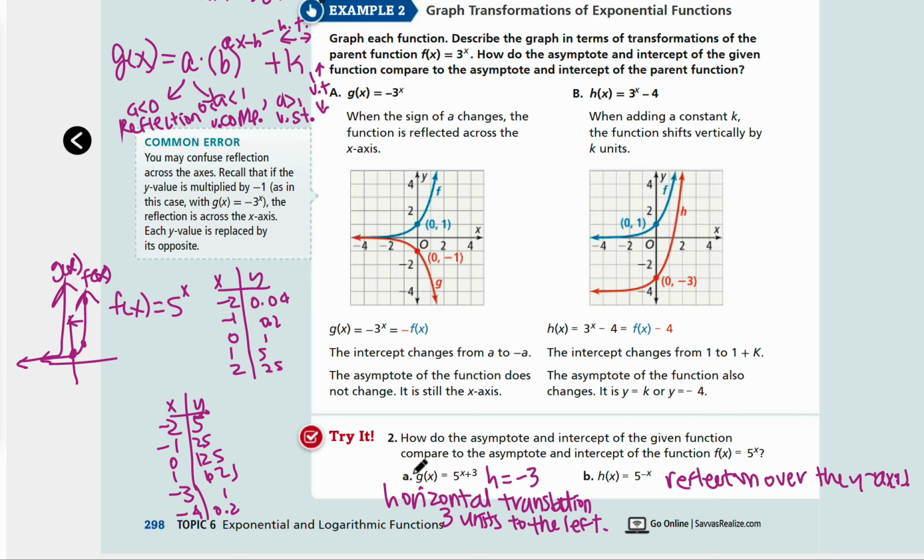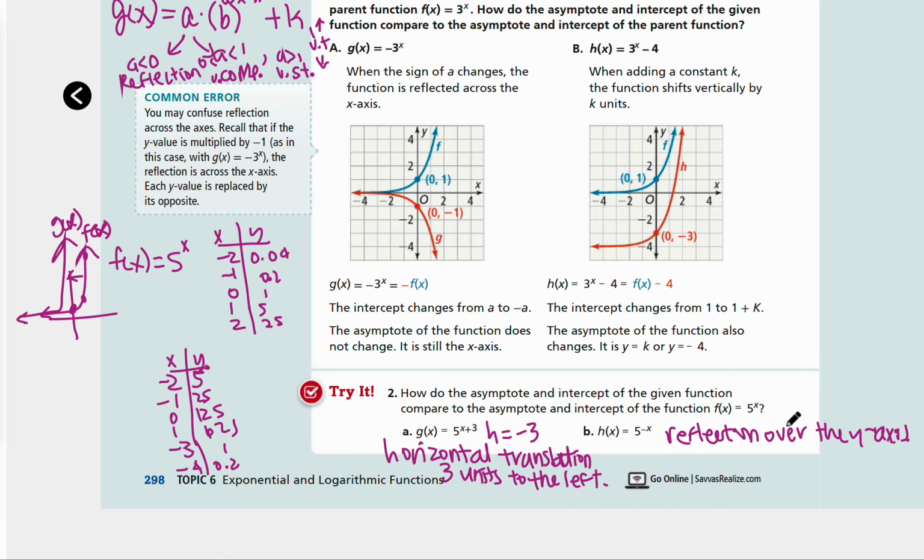And then how do the asymptote and intercept of the given function compare to the asymptote and intercept of the parent function? We haven't answered that question yet, right? So here we know that this is going to be a reflection over the y-axis, which is going to look like this. If you check by points, it's truly going to look like this. So that's f of x, this is h of x.